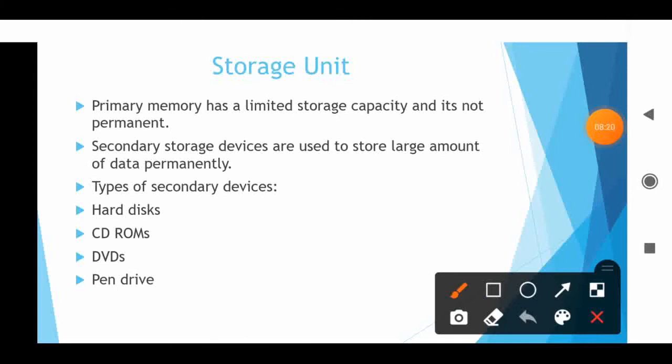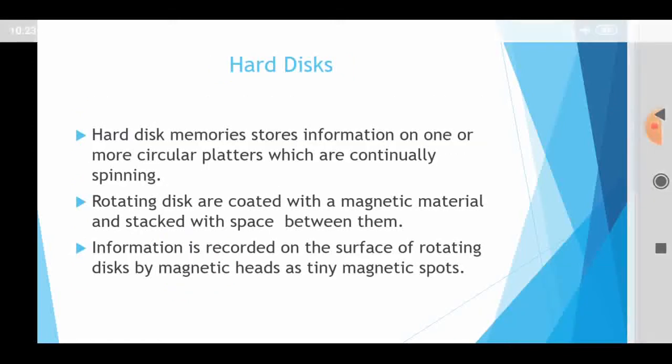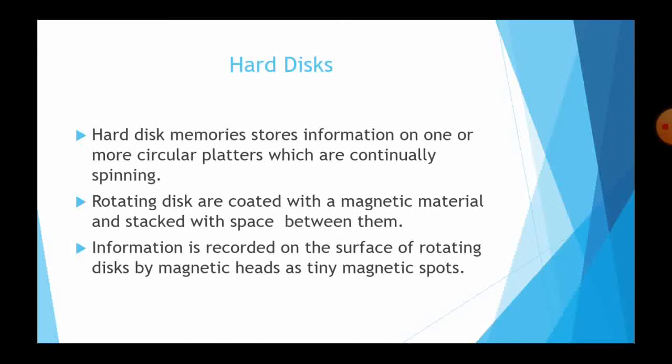You know the secondary storage devices: hard disk, CD-ROM, DVD, pen drive. The hard disk is a magnetic device. CD-ROM and DVD-ROM are optical media. Pen drive is a flash memory. These are all the types of secondary devices. We will see the secondary storage devices one by one.